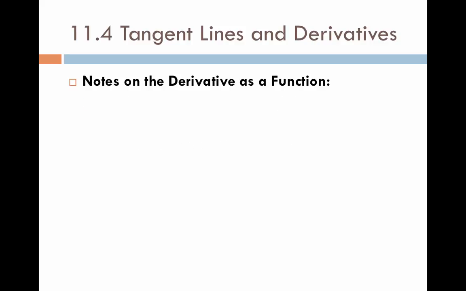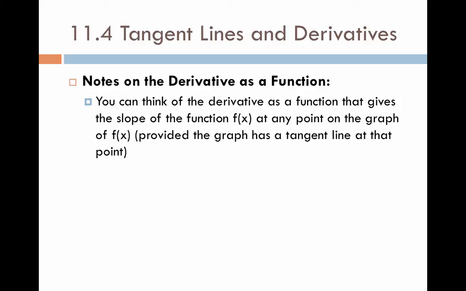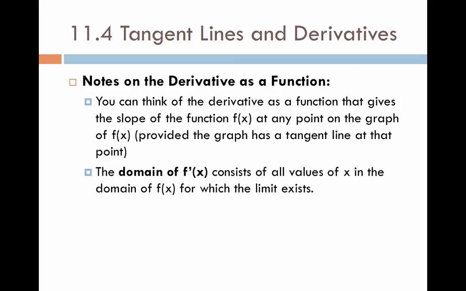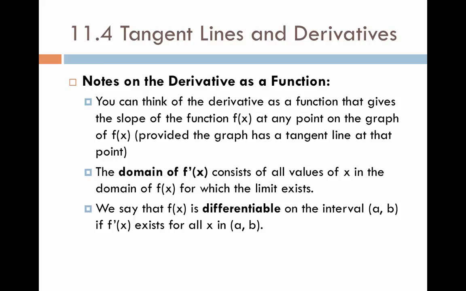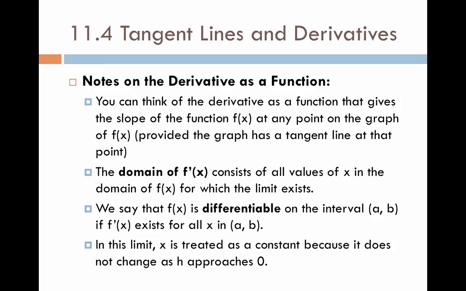Notes on the derivative as a function. You can think of the derivative as a function that gives the slope of the function f of x at any point on the graph of f of x, provided the graph has a tangent line at that point. I'll bring this up again later. The domain of f prime of x consists of all values of x in the domain of f of x for which the limit exists. And we say that f of x is differentiable on the interval a to b if f prime of x exists for all x on that interval. In this limit, x is treated as a constant because it does not change as h approaches 0.